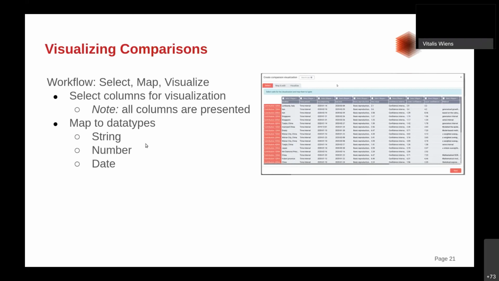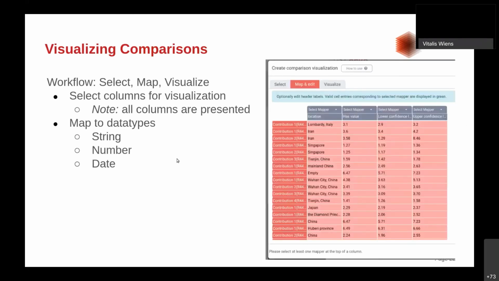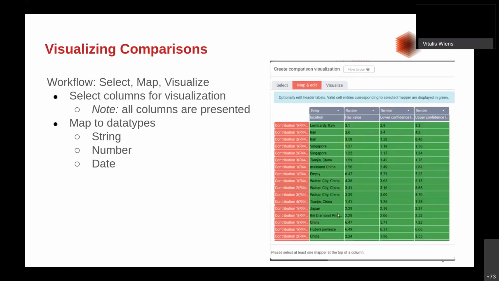Currently, we have strings, numbers, and dates. And basically, after the selection, we go to the next tab, and most of the entries will be red because we have not yet selected the mapper. Then we select the mapper based on these data types. If they are validated, they will become green. And then we can continue with creating the visualization.